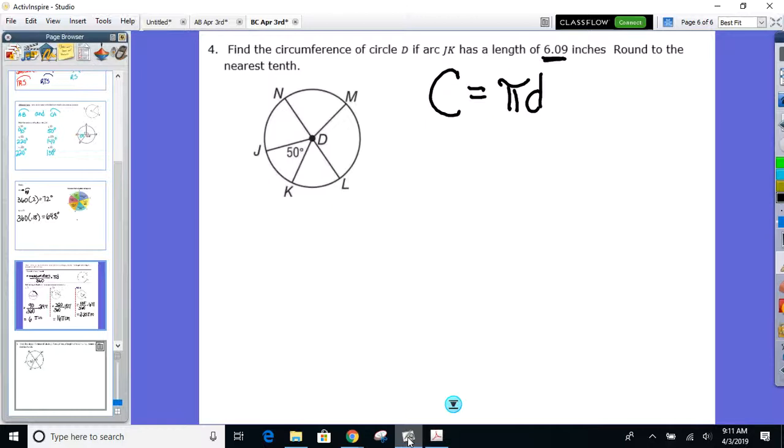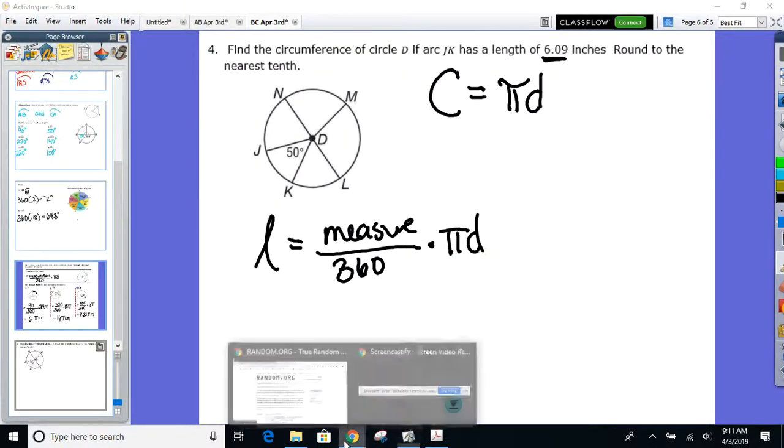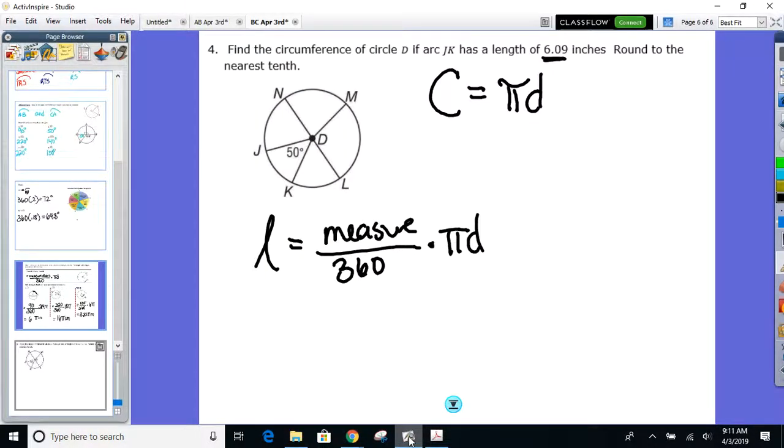Didn't we just use a formula for that? We said the length was equal to the measure over 360 times pi d. So where's this 6.09 going to get plugged in now? The length over here now. 6.09, and hey, what are we solving for now? Whoa. That's fine, you could solve for the diameter. But I'm asking for the circumference. What's the formula? Pi d. Isn't pi d in this formula?